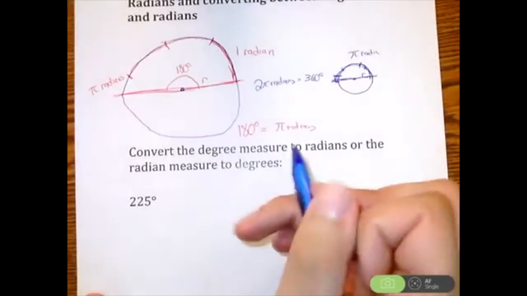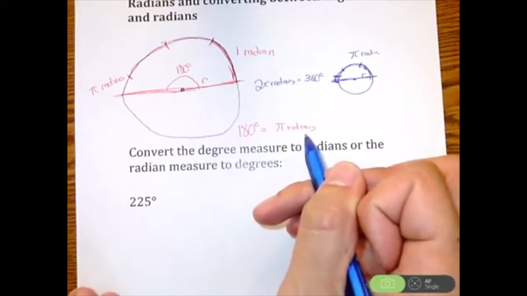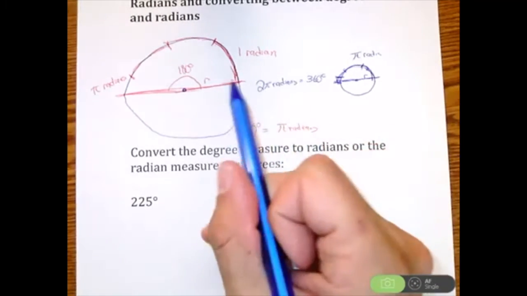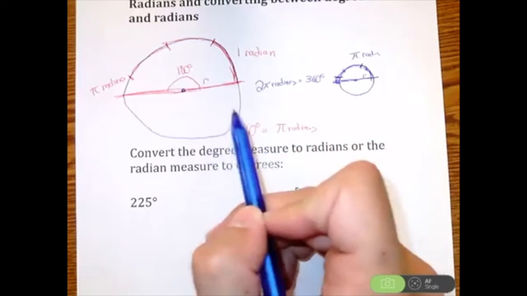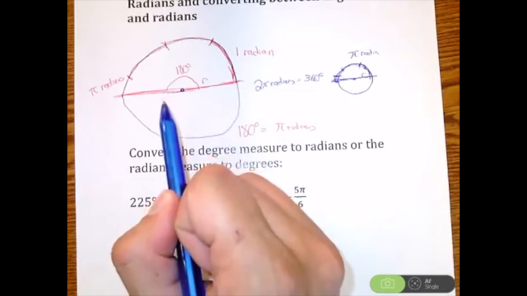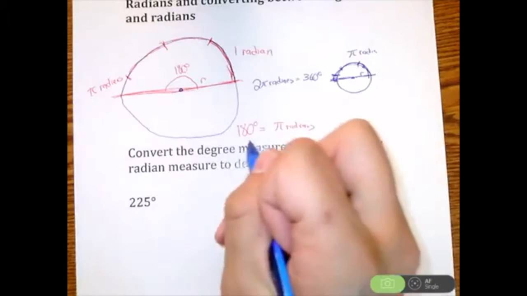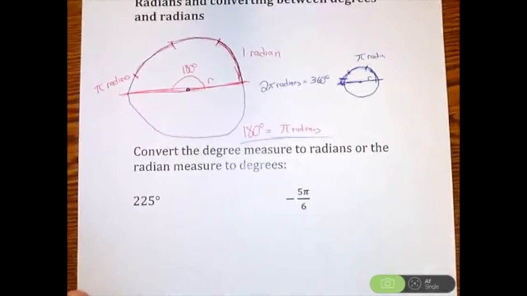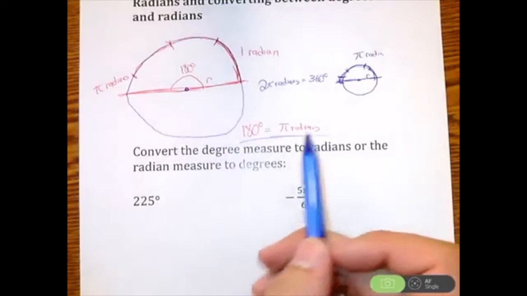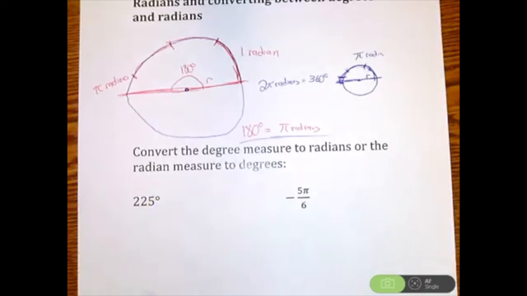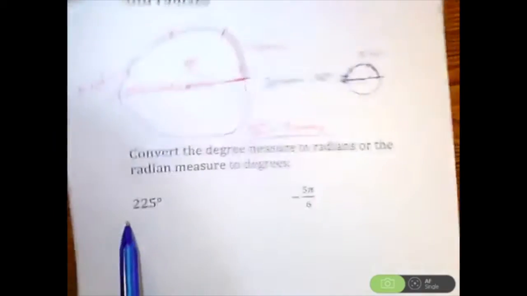So the key thing here that we want to take away from all this on what is a radian and the connection between radians and degrees is 180 degrees is the exact same thing as pi radians. That is the fact that we're going to hold true. Now, we're going to be able to use this idea to convert from degrees to radians and from radians to degrees.